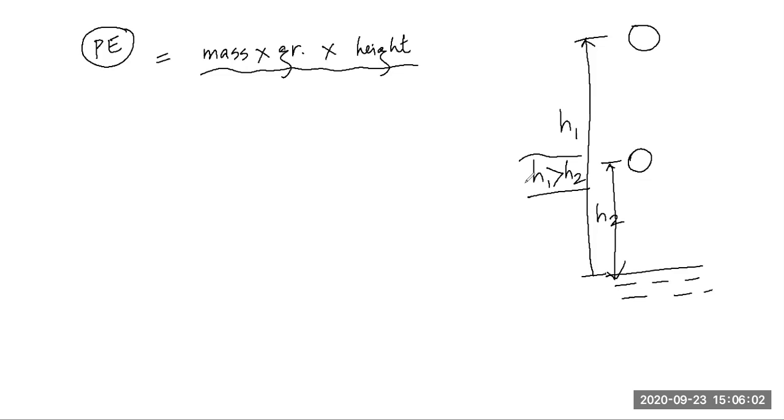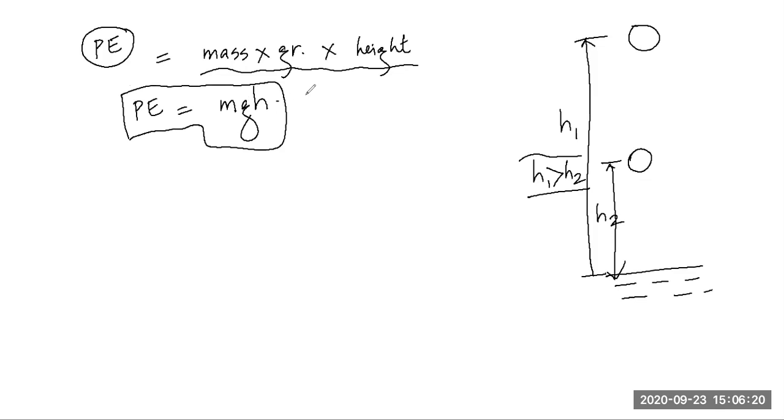Now, what is the formula of potential energy? Mass is m, acceleration due to gravity is g, and height is h. Always remember, students, potential energy is mgh. But will you not ask me, sir, how this formula came?